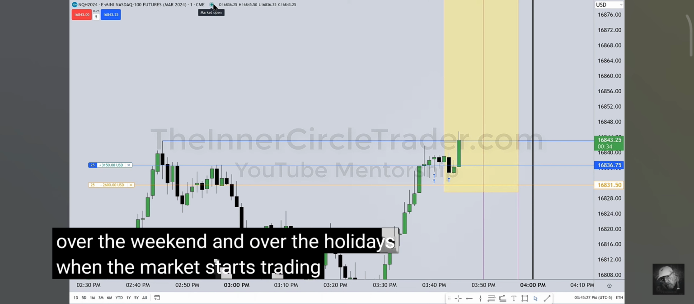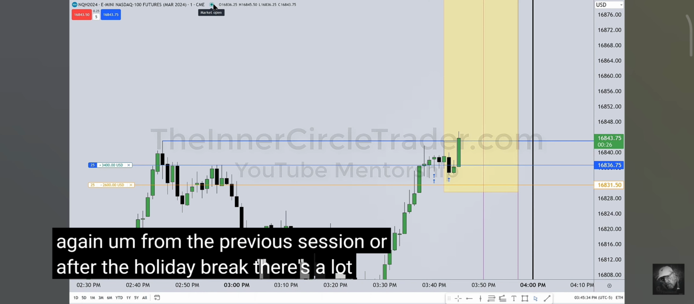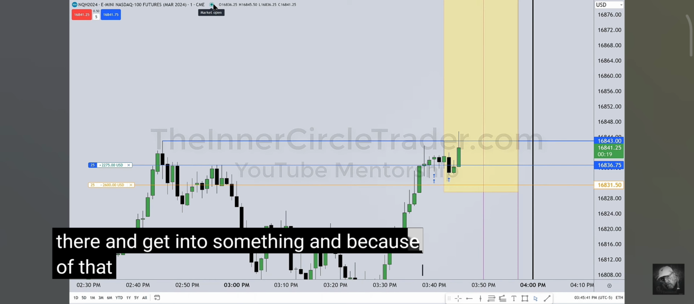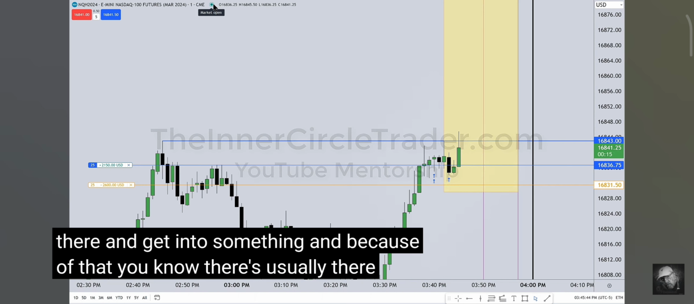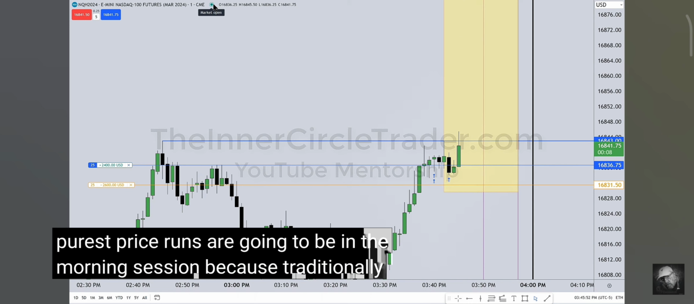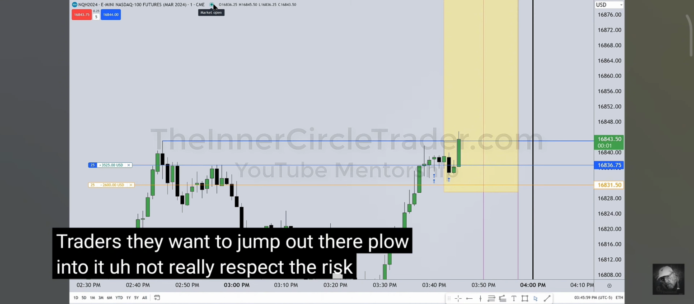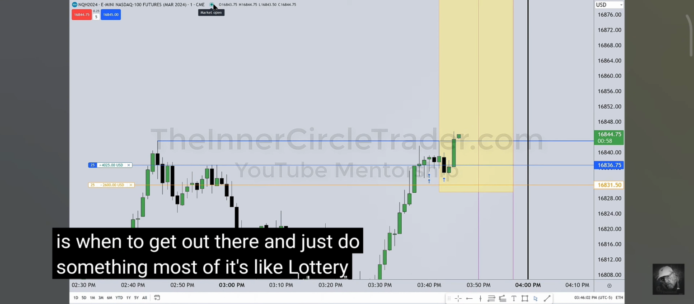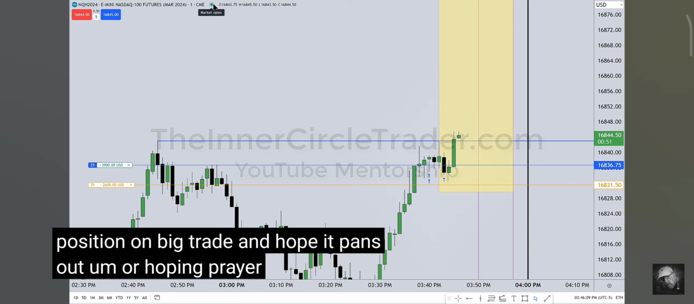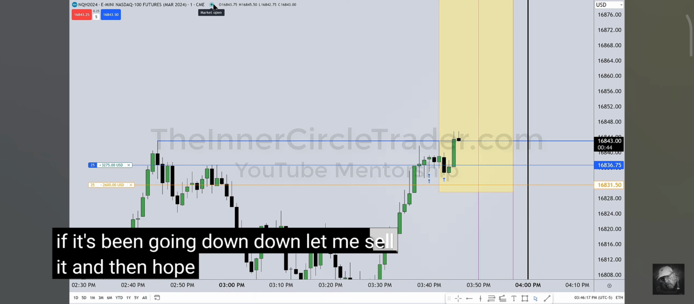When the market starts trading again from the previous session or after the holiday break, there's a lot of anxiety, impatience. They want to get out there and get into something, and because of that, there is a great deal of volatility, and the purest price runs are going to be in the morning session, because traditionally people are good starters when they're traders. They want to jump out there, plow into it, not really respect the risk. They just want to get out there and just do something. Most of it's like lottery trading, where you just put a position on a big trade and hope it pans out, or hope and prayer model where you don't even know what you're doing. It's been going up, so let me buy it, or if it's been going down, let me sell it, and then hope it pans out for you.